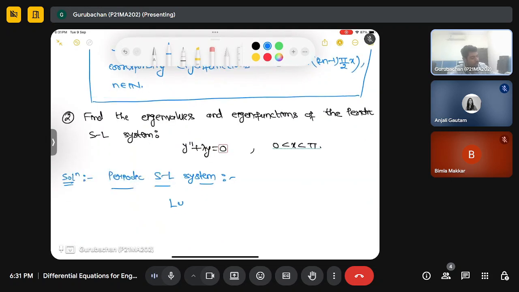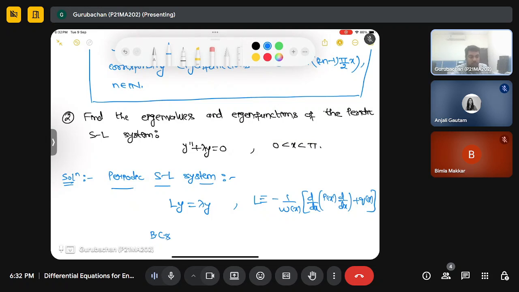So Ly equal to lambda y, where L is nothing but minus 1 by W(x) d by dx of P(x) d by dx plus some Q(x). Okay, so this is your general system. This is not an exact system. So now you have to put some boundary conditions.